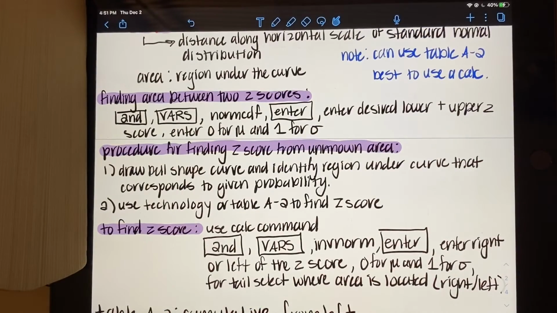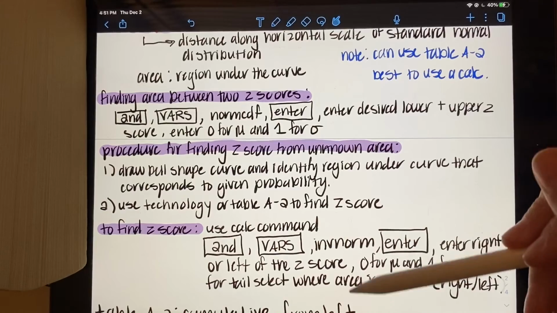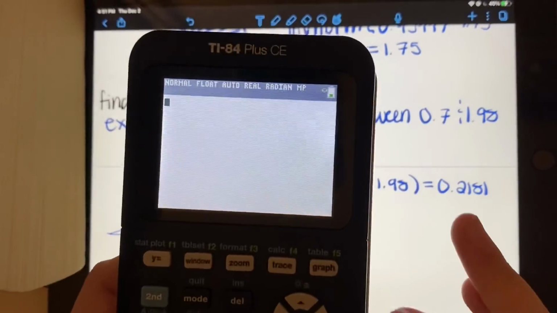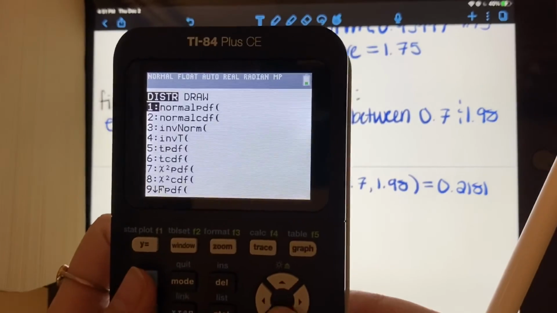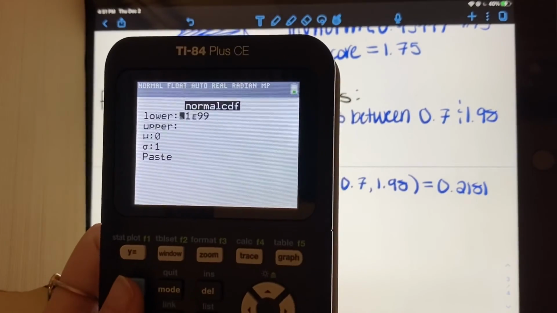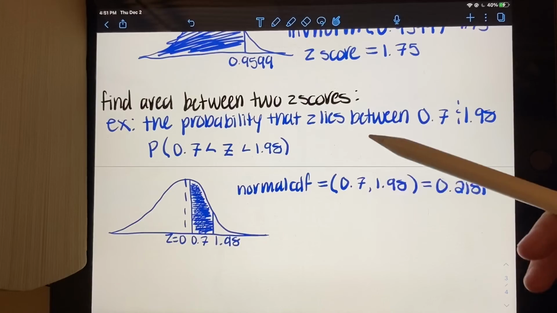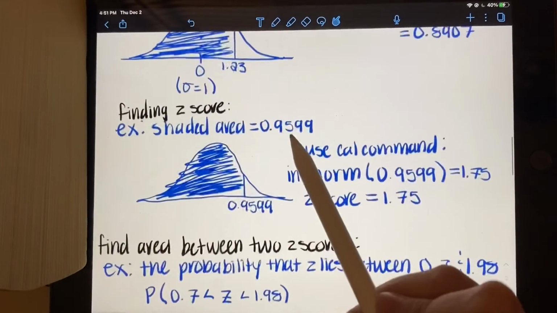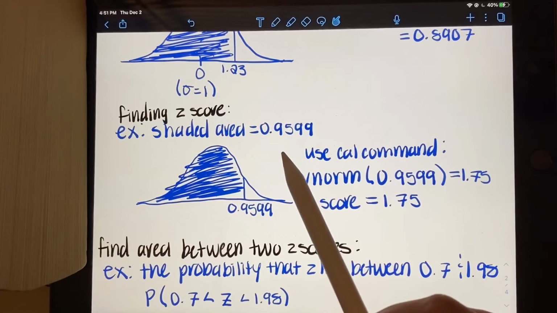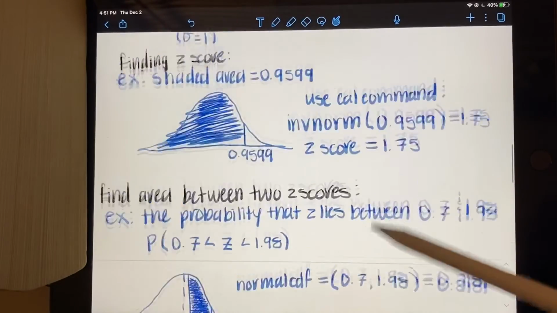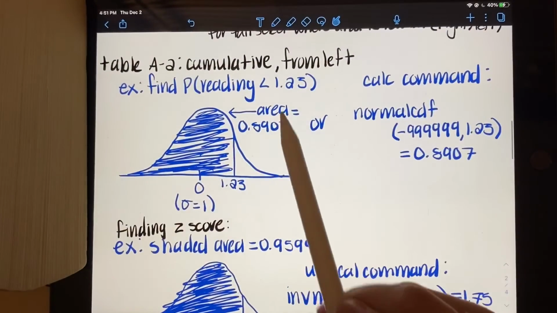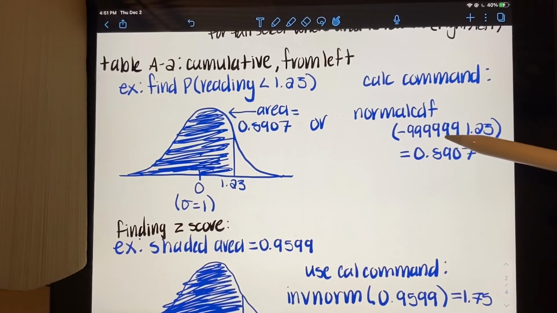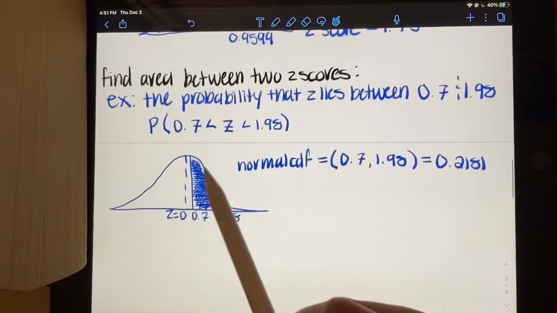So we're going to use, once again, our calculator command, second vars, norm CDF. Once again, you're going to go second vars, scroll down 1, norm CDF. Now up above we were just given 1.23, so we entered this, right? But now we're given 2 numbers.